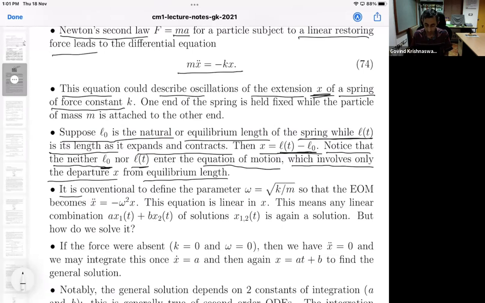Now it is conventional to define the parameter omega equal to the square root of k upon m, which you have seen in previous assignments. Please tell me, what is the dimension of omega?